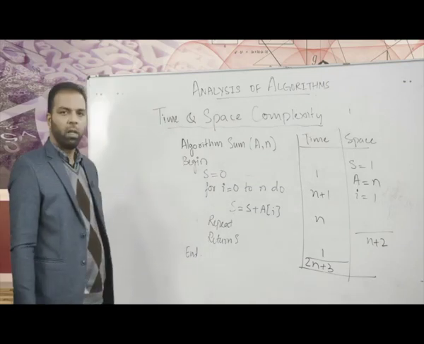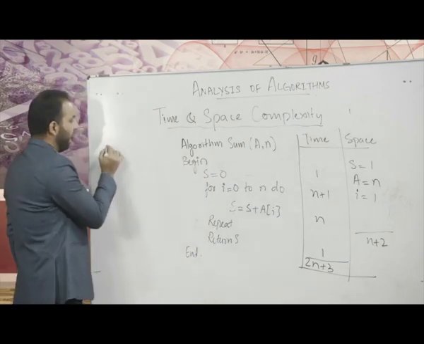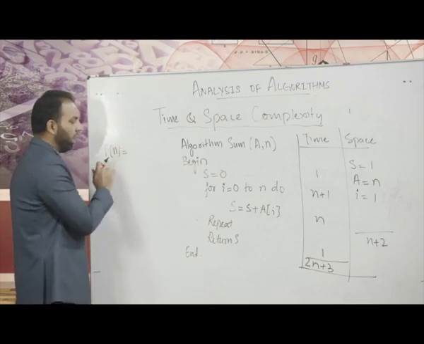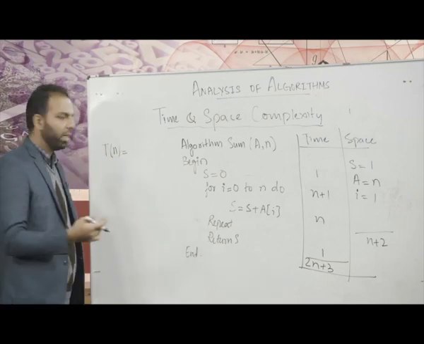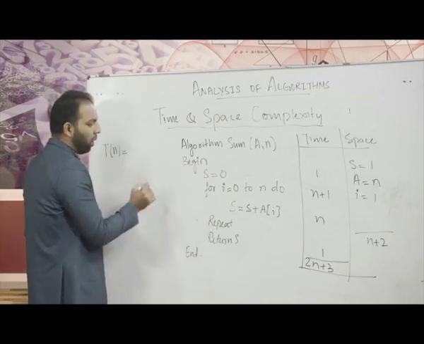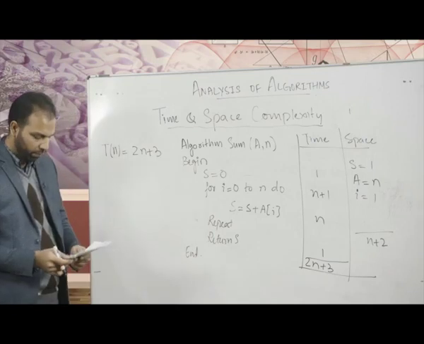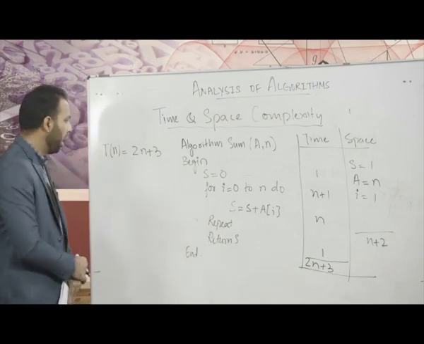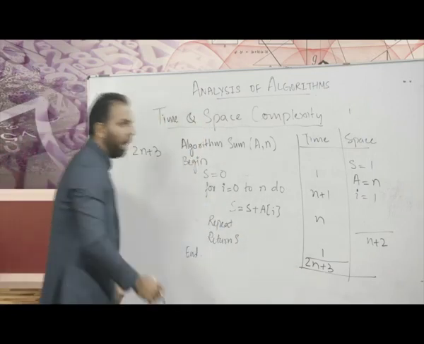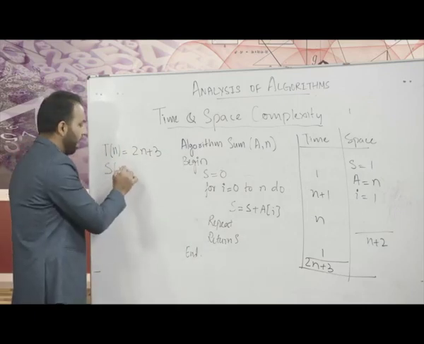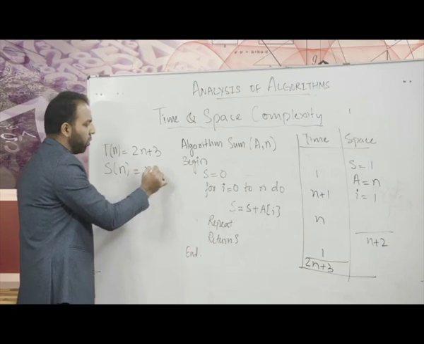Fine. So what we can say is that if we represent a function T of n, T will mean the time complexity of this algorithm, which will be equal to 2n plus 3. And if we represent the space complexity of this algorithm by S of n, it will be equal to n plus 2.